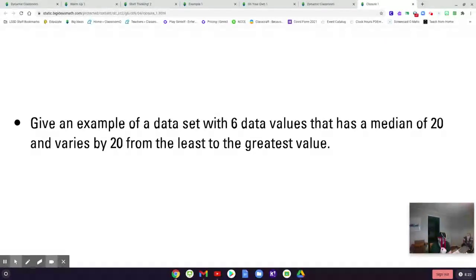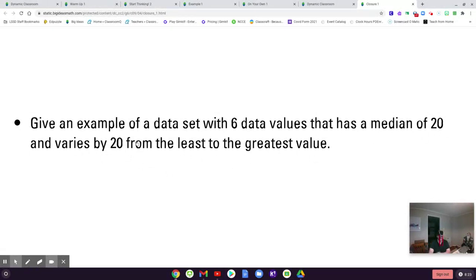You're going to have to create a set of data that has 6 values. You'll use your vast knowledge of mean, median, mode, and range to come up with a list of numbers that has a median of 20 and varies by 20 from least to greatest. So it also has a range of 20.